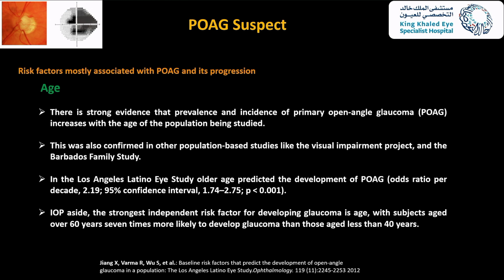In other studies, if you keep IOP aside, the strongest independent risk factor they found is age. Those above age 60 are 7 times more likely to develop glaucoma than those below age 40.